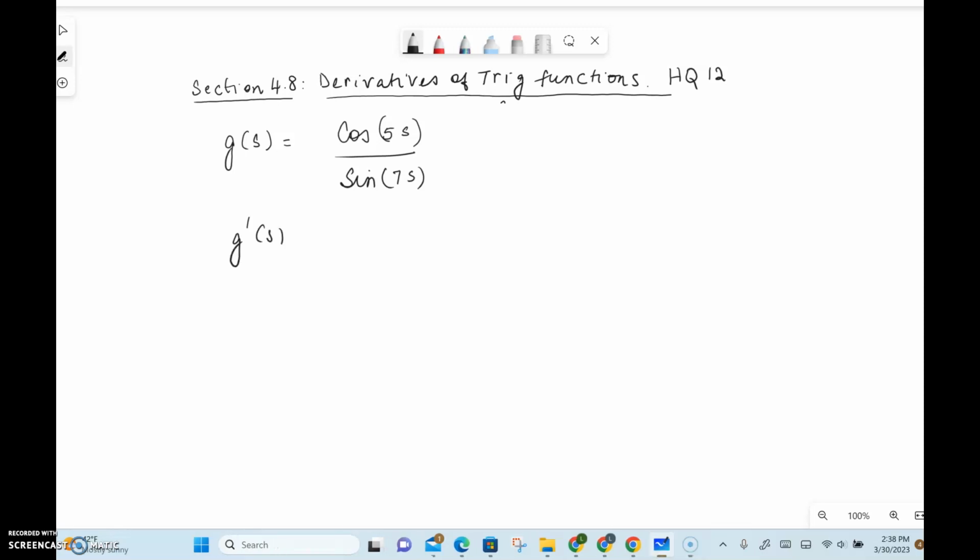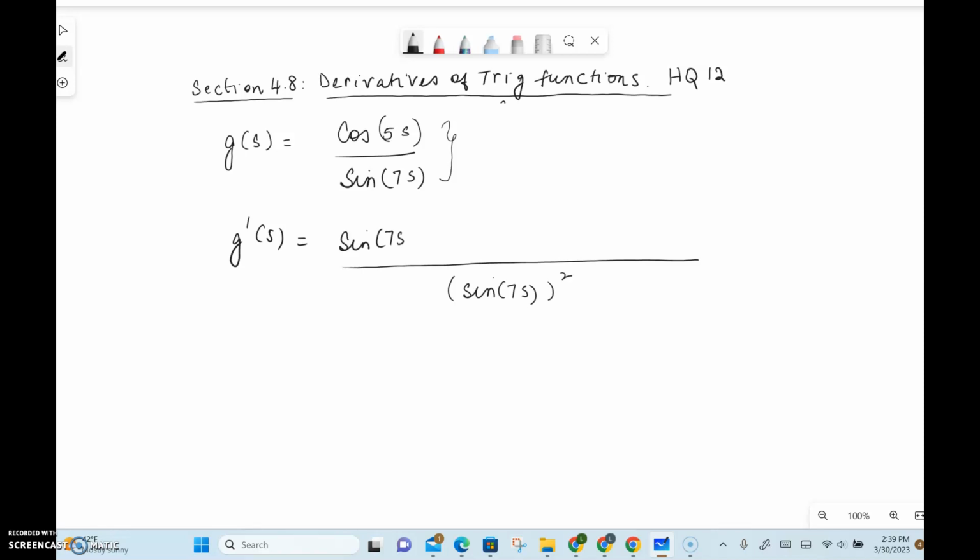To find the first derivative of the function, we find the derivative of the given function. Note that it's a function of s, not x. And to begin with, it's a quotient, so we use the quotient rule. Denominator squared. So that is sine of 7s the whole squared.